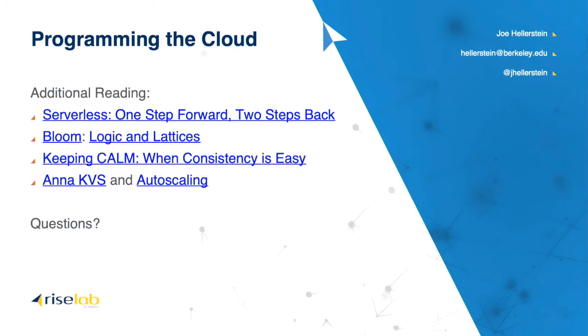OK, so additional reading. The CIDR paper that caused the stir is in this link, and I'll share the slides, I assume, with the conference. Or you can Google for them. There's a number of papers on Bloom. The Logic and Lattices paper may be closer to the reality of the system. The Bloom website is still up, and I have students who've used it. It still works, but it's not being supported. You can read about the CALM theorem in a sort of introductory article that we've sent off to CACM, which is at Archive. And you can read about the Anna KVS and its autoscaling as well. All that stuff's published. OK.